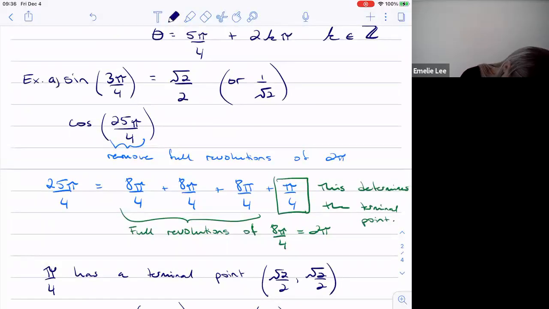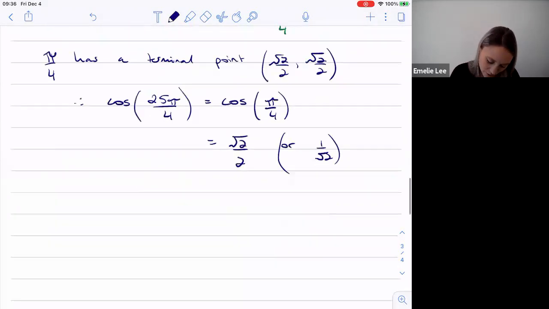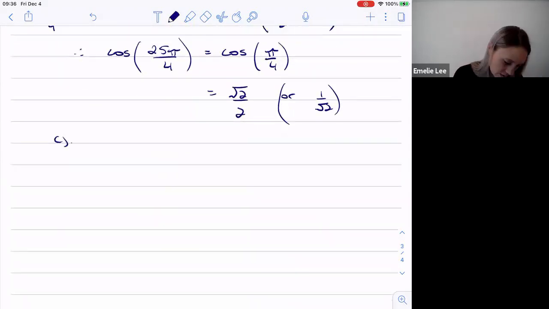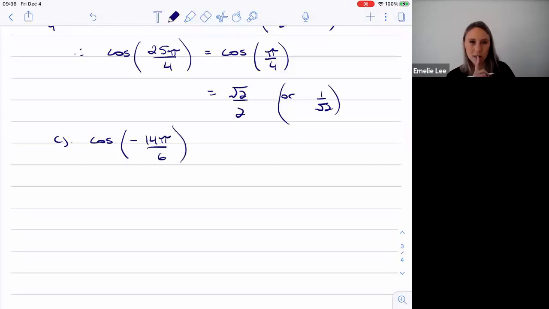Maybe I should label these A, B, because we're about to do a C, but it's been so long since we've done one. So we worked on that cosine 25 pi over 4 for a while. So I should label those. But now we're going to find the cosine of negative 14 pi over 6. Same idea, just keeping in mind that a negative angle just means we're going to go clockwise, right? And notice here, we're over 6.